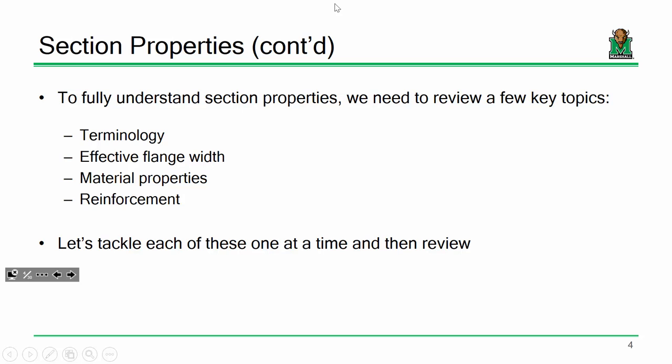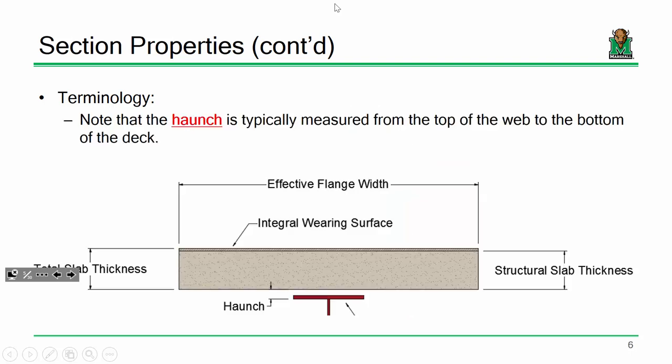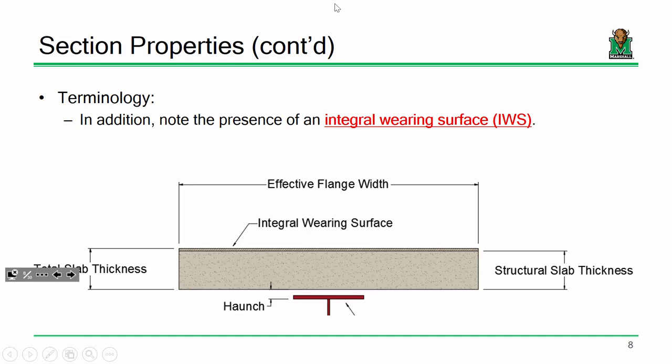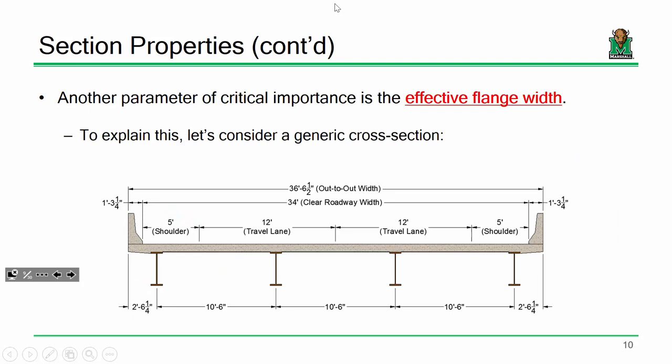All right? Then we spent a little bit of time talking about the terminology, things like making sure that we all understood what the top flange, bottom flange, and web was, what I meant by the haunch, what I meant by an integral or a sacrificial wearing surface. We spent some time defining specifically what the haunch is, why it exists, typically because of formwork and setting deck elevations and what have you. Looked at the integral wearing surface. We assumed there's a small layer of concrete on the top of that deck that's inefficient, and that's because over time it wears away. That's a big reason for it. But just general wear and tear, we assume some of that goes away.